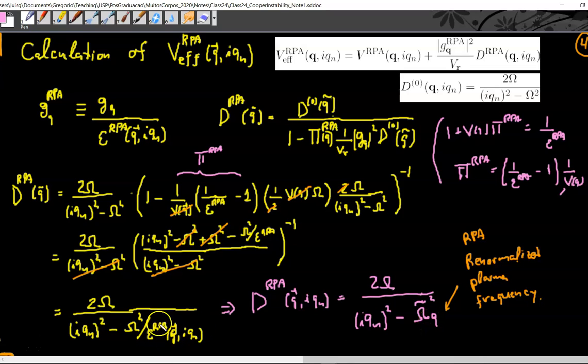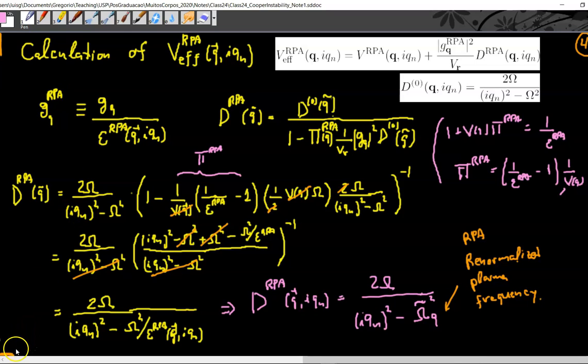Essentially because epsilon RPA will go with 1 over Q squared, and then this renormalized omega is omega divided by the square root, so it is going to be linear with Q, okay? So that's the main point, and this is going to be kind of an acoustic phonon once I renormalize by RPA. Now let's see what happens to this guy.